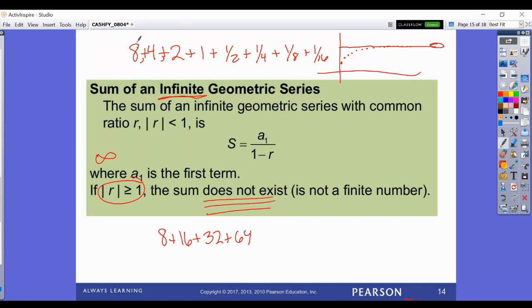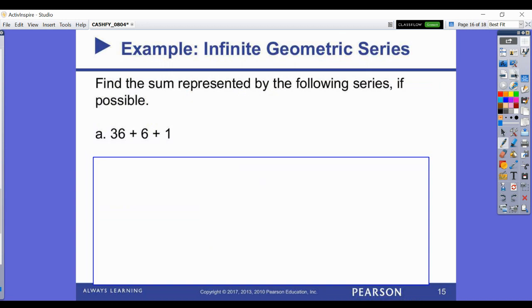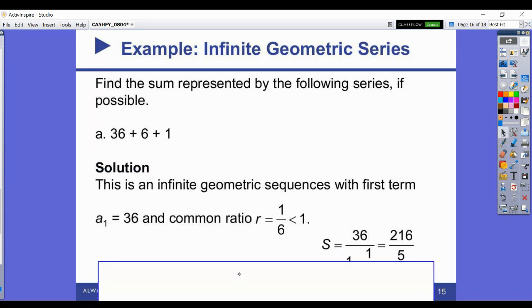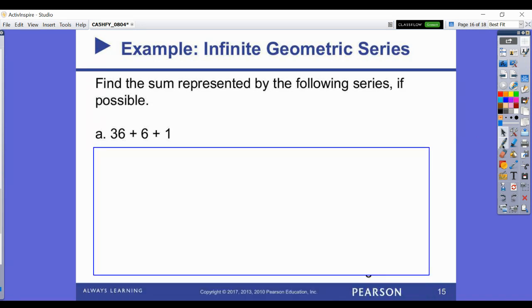The R value that you're multiplying by has to be less than 1 in order to have an answer on these. So let's try this one out. Find the sum represented by the following series if possible. It's supposed to be infinite. That's what I thought. So it's supposed to have plus dot, dot, dot, if this was infinite. So let's see, what's R?